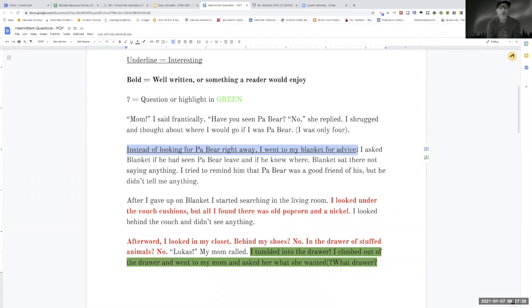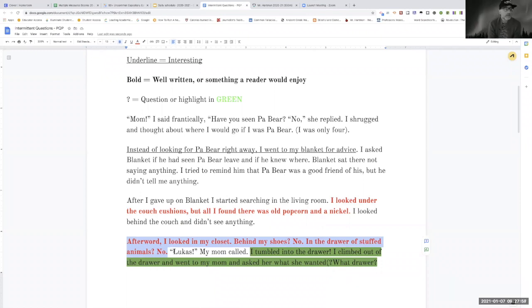The bold is for something that was well written. Again, I bold and then I put it in a different color as well. But I looked under the couch cushions, but all I found there was old popcorn and a nickel. So I bolded that because I thought, yeah, that's a well-written sentence. We've all been there, and that image stuck with me. And then I also bolded this here because I liked the repetition. It sort of reinforced the point of what was going on in the story.